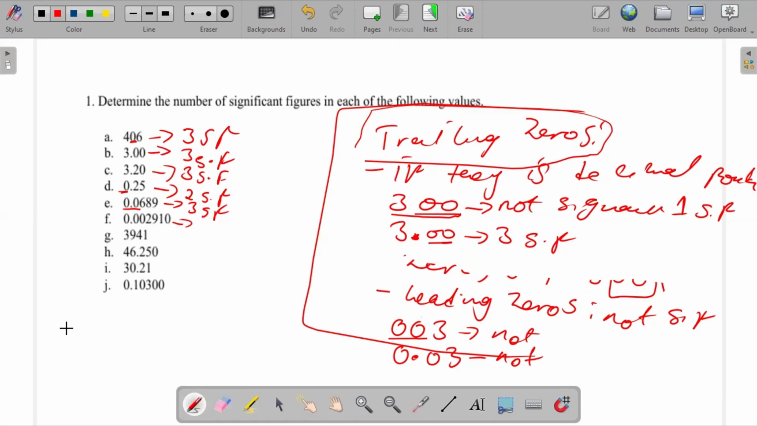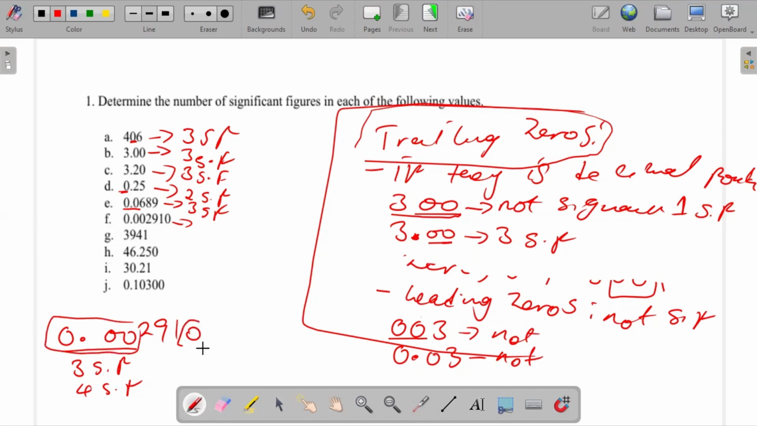So now let's go to part F. Part F is a bit interesting. So we have 0.002910. How many significant figures are we having here? There are others who are saying there are 3 significant figures, and then there are others who are saying there are 4 significant figures. So now let's look at the type of zeros that we're having. Definitely we're having these zeros which are leading zeros, right? They are not significant. We do agree that these zeros are not significant, isn't it?